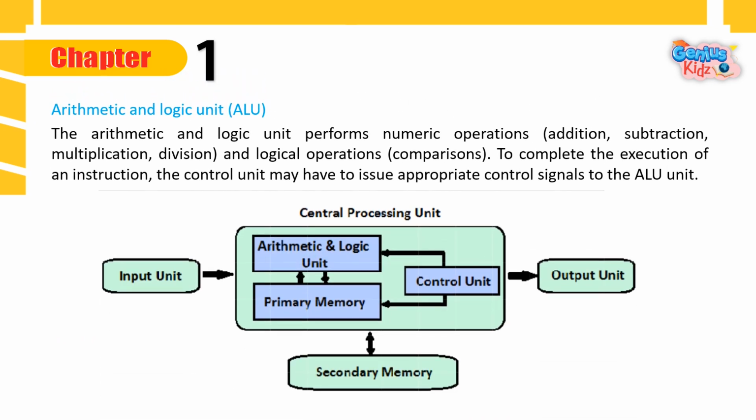Arithmetic and Logic Unit, ALU. The arithmetic and logic unit performs numeric operations: addition, subtraction, multiplication, division, and logical operations: comparisons. To complete the execution of an instruction, the control unit may have to issue appropriate control signals to the ALU unit.